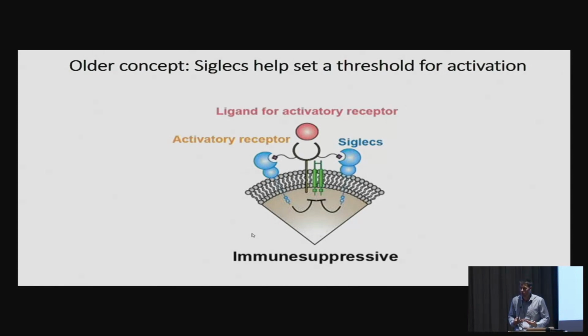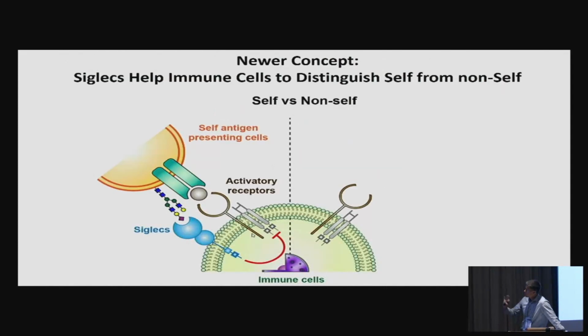And so in this model, the cis interactions would be continuously shutting down that receptor and suppressing it. Okay? For myself, I think of this as sort of an older concept, although it still may apply to some siglecs. This is sort of a newer concept that we're working on, which is that it's trans interactions that are going to bring it together. I've already sort of introduced how that would be.